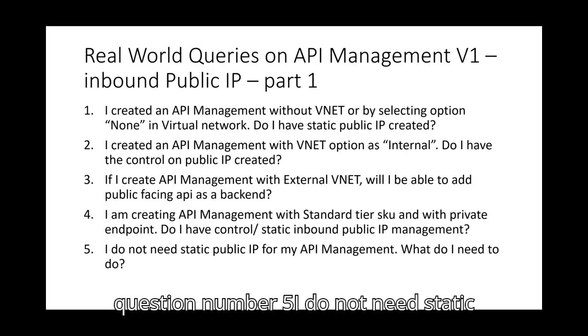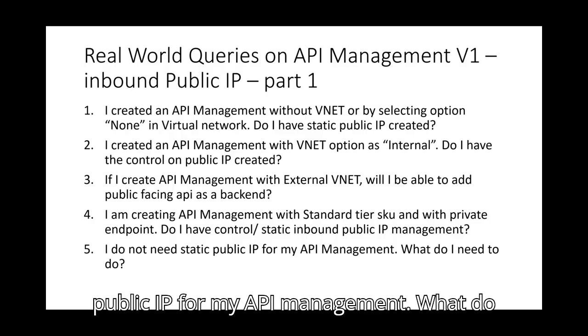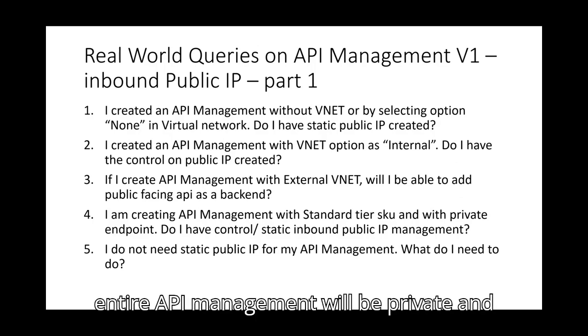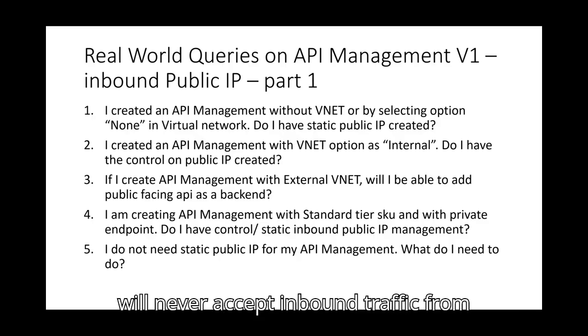Okay. Question number 5. I do not need static public IP for my API management. What do I need to do? So as a best practice, you should use premium tier in production with internal VNet mode, so that your entire API management will be private and will never accept inbound traffic from internet.